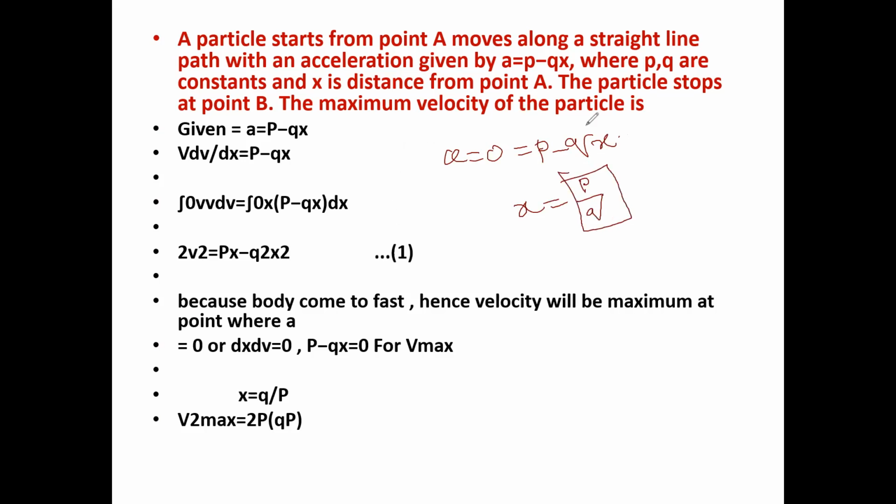And now, the maximum velocity of the particle, x is given. x is P by Q. And now the maximum velocity, what will it be? How do you find the maximum velocity? An acceleration function they have given. a is equal to dv by dt. That is P minus Qx.